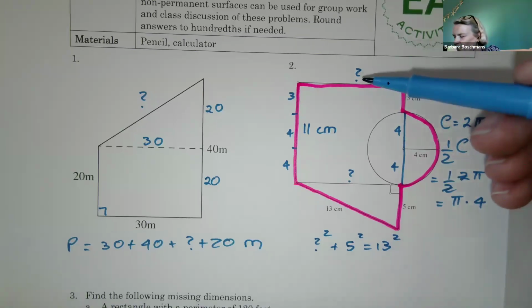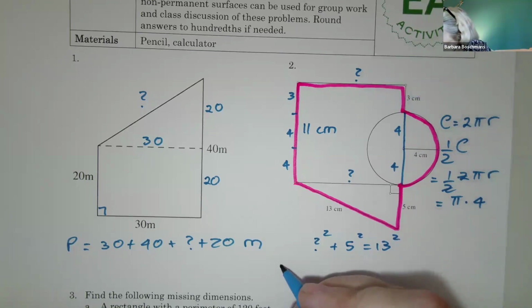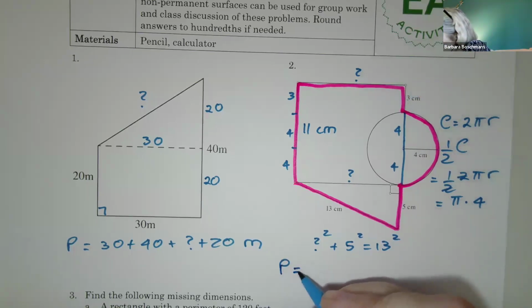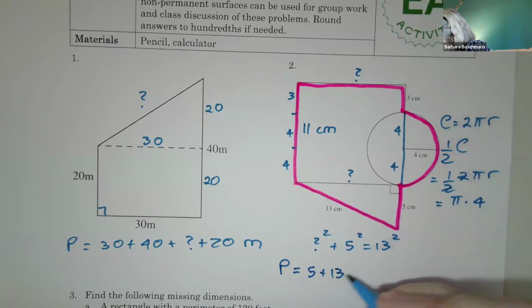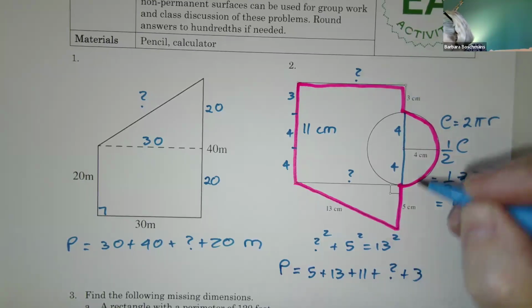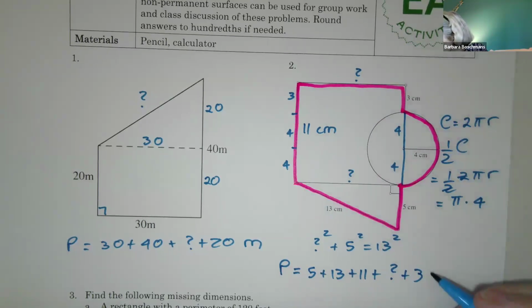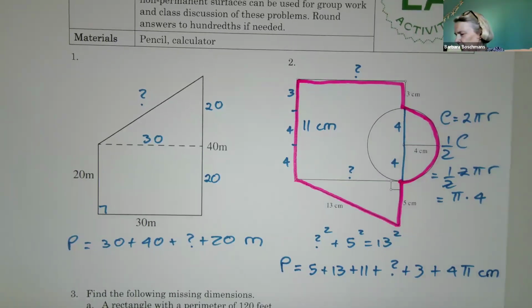That's going to give you this length on top. And then the perimeter is going to be, let's start with the 5 plus 13 plus 11 plus question mark on the top plus 3 plus 4 pi centimeters. And you go ahead and figure out that question mark.